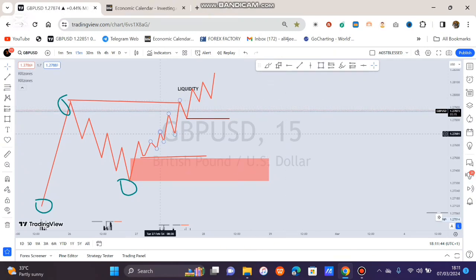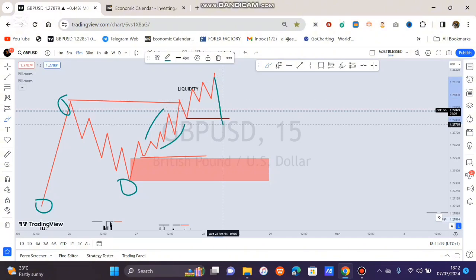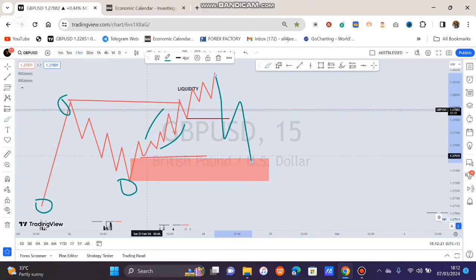These are the internal structures. Everything here is internal structure. The market can come there too and continue. After the market has taken this secondary liquidity, it can come to this point and continue. Or the market can break this internal structure, give us a retracement, come to the primary zone, take this primary liquidity, the first high it creates, and then continue.